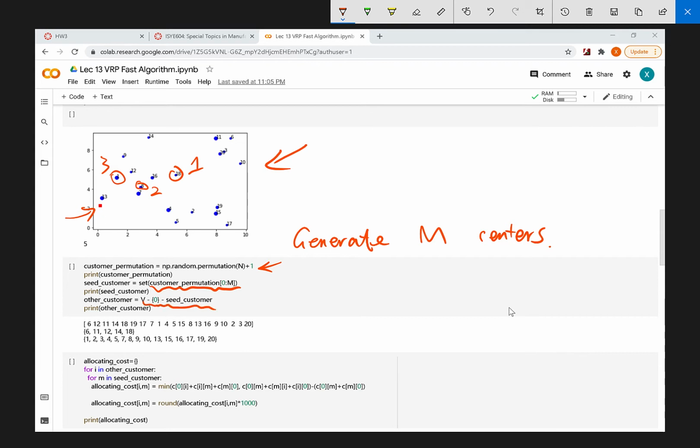The other customers can then be calculated. We divide the entire group of nodes into depot 0, seed customers, and all other customers, so we have three groups. Here we have 5 trucks, and our seeds, the selected customer centers, are customers 6, 11, 12, 14, and 18. All the other customers are 1, 2, 3, 4, 5, 7, 8, 9, 10, and so on until 20. Our task is to allocate those other customers to each center in the seed customers.